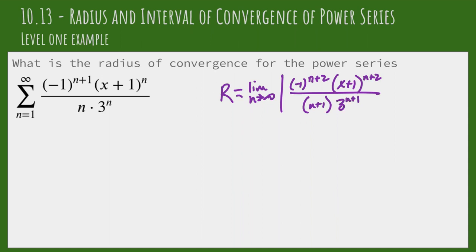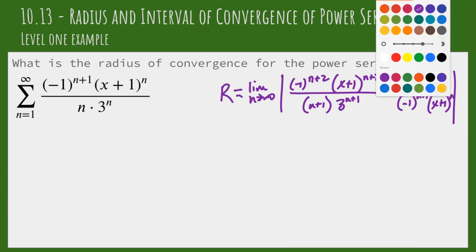So that's the n plus first term, and I got that just by replacing every n in the expression with an n plus 1. And then instead of dividing by the nth term, I'm going to multiply by the reciprocal of the nth term. Anytime we have a fraction, it's easier, instead of dividing by a fraction, to multiply by the reciprocal. So this is just n times 3 to the n over negative 1 to the n plus 1 times x plus 1 to the nth power. Okay, so again, that is just the reciprocal of that.